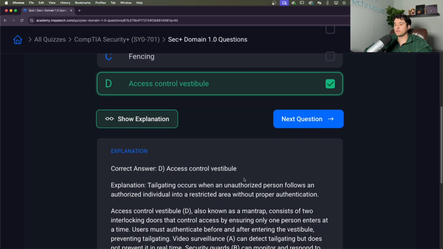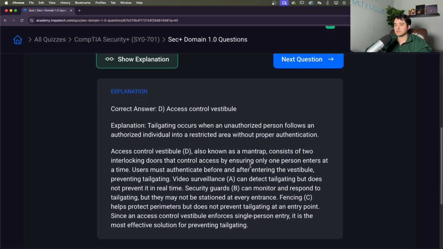So an access control vestibule is the new term for a man trap that prevents tailgating, where we just have two doors essentially to get through, so you can see if someone's trying to tailgate behind you. And they typically are monitored as well by something like CCTV. Pause the video if you'd like to read the explanation.